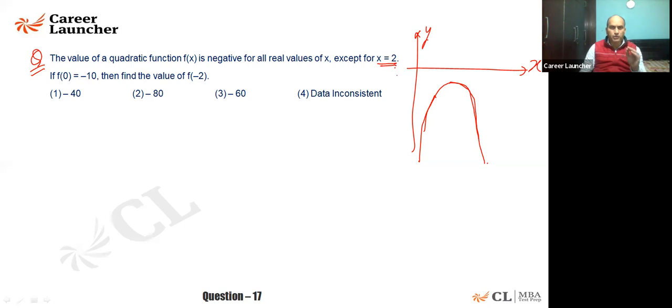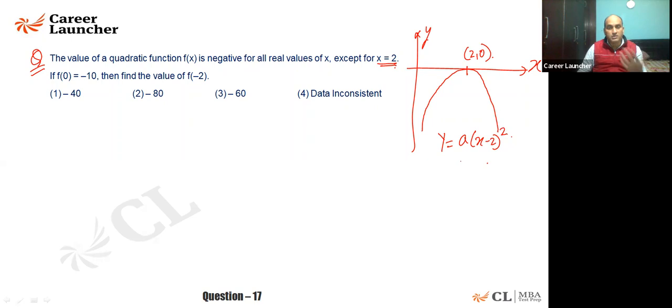So for all real values in the world, y is negative except at 2. So at 2, it cannot be positive. The best that could be done here is it will come out to be 0 at 2. Do you understand? Because for all other values in the world, it is coming out to be negative. So I know at x is equal to 2, it comes out to be 0. Is that fine? y is equal to a times (x minus 2) square. This will be the equation. What is a here? It must be negative. Why? Because it is negative.